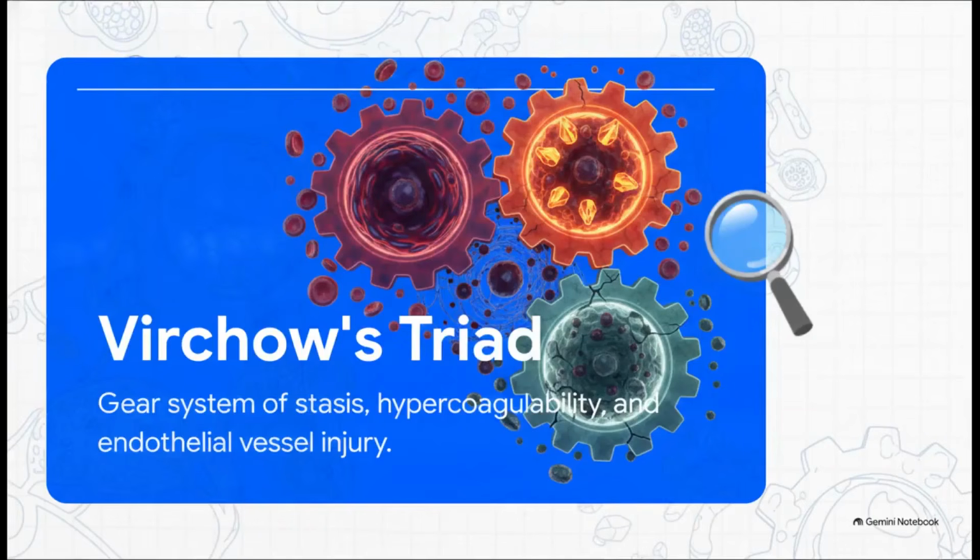This clinical pearl highlights Virchow's triad, which is basically a spinning three-part gear system driving pathological blood clotting. The gears are blood stasis, which is sluggish flow, hypercoagulability, meaning the blood is overly prone to clotting, and endothelial vessel injury, which is physical damage to the vessel wall. When these three gears interlock, you get dangerous clots that can travel right back to the heart or lungs.